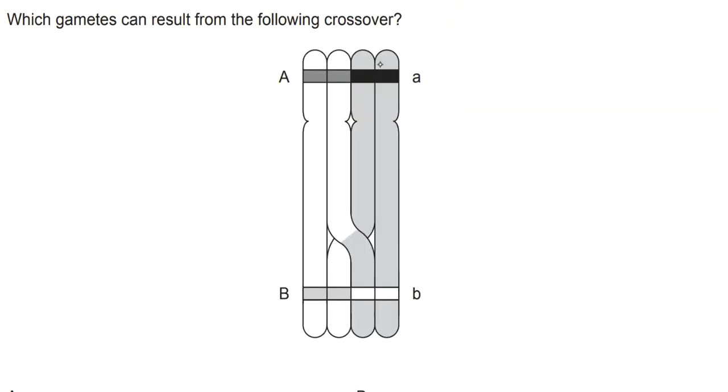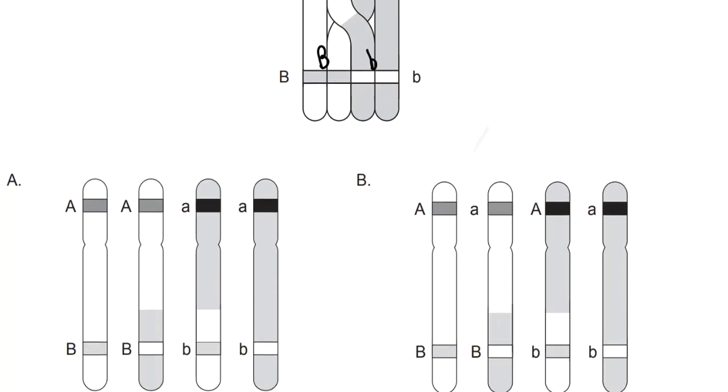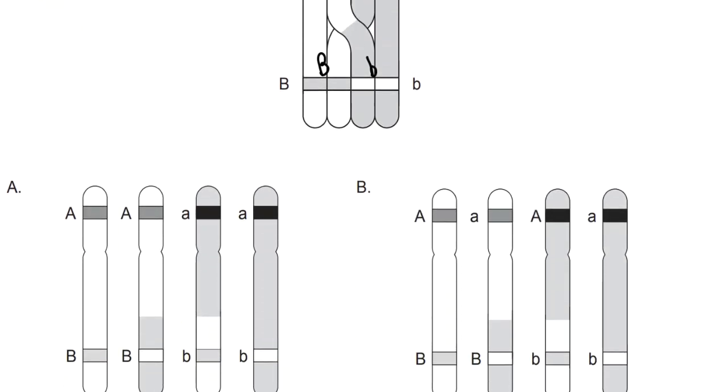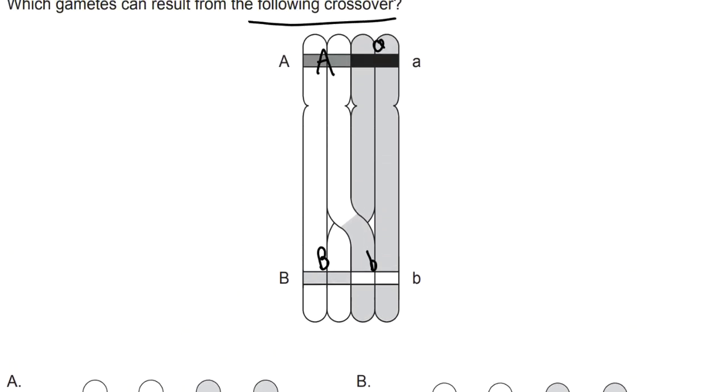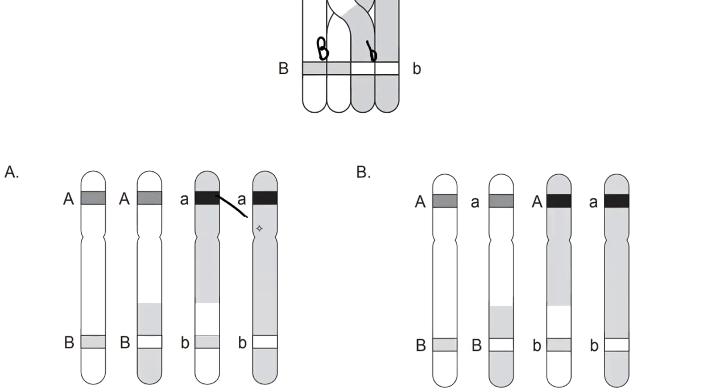Which gametes can result from the following crossover? So recall that crossing over occurs in prophase 1, and it is the process by which non-sister chromatids exchange alleles. So here we see that the homologous chromosomes have the capital A allele, the small a, capital B, small b. So what could happen is we can have a capital A and a small a. Sorry, if crossing over did occur, we can't have two capital A's and capital B's. That would not be possible. So this option is eliminated.